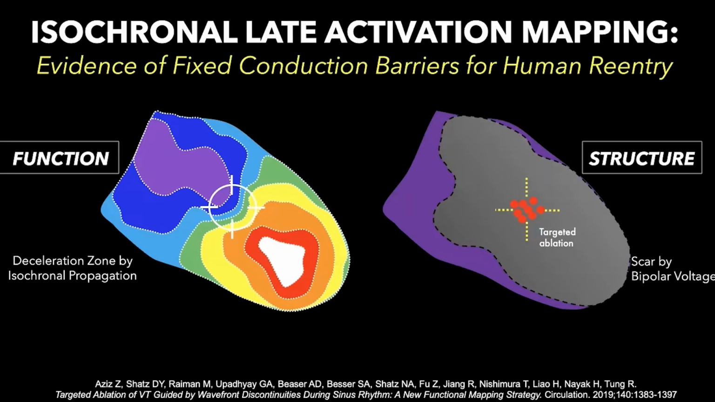And isochronal late activation mapping is nothing more than a sinus rhythm propagation map with activation that is annotated at the offset of the signal or last deflection. And this allows us to capture all the late information. So it's really the completion of local depolarization. Our question was really, can we ablate areas that are slow conduction, deceleration zones, and do targeted ablation that might obviate the need for homogenization?